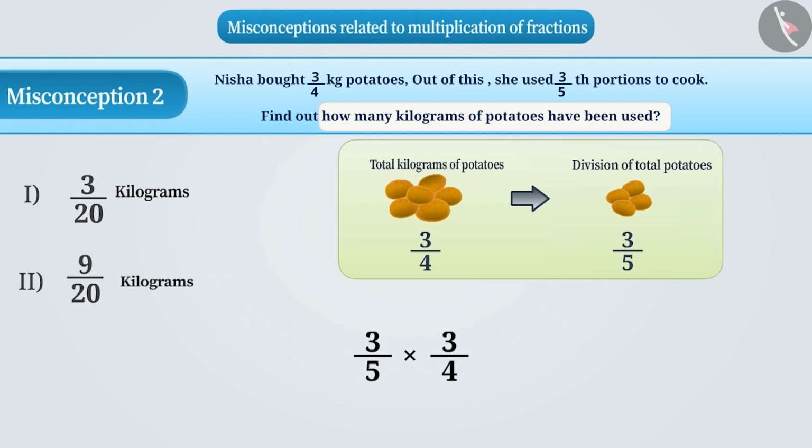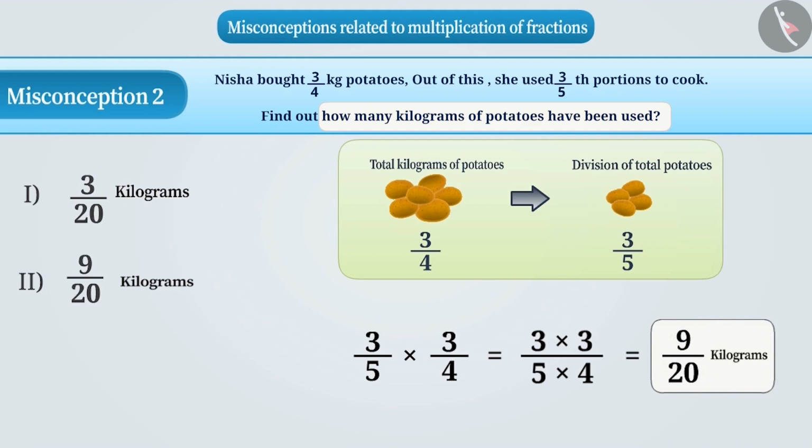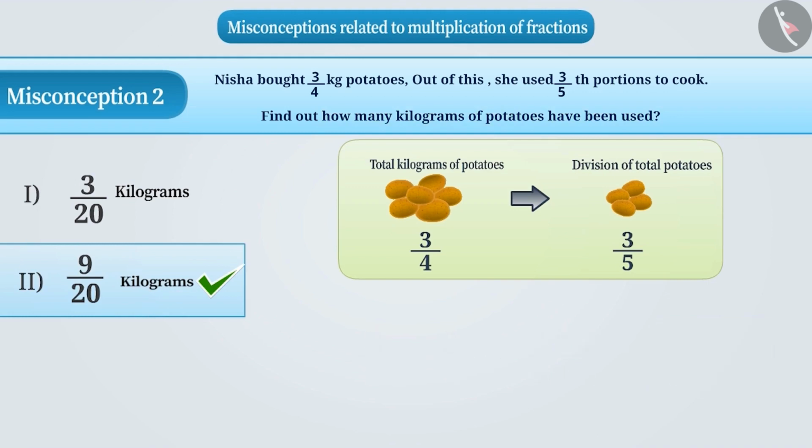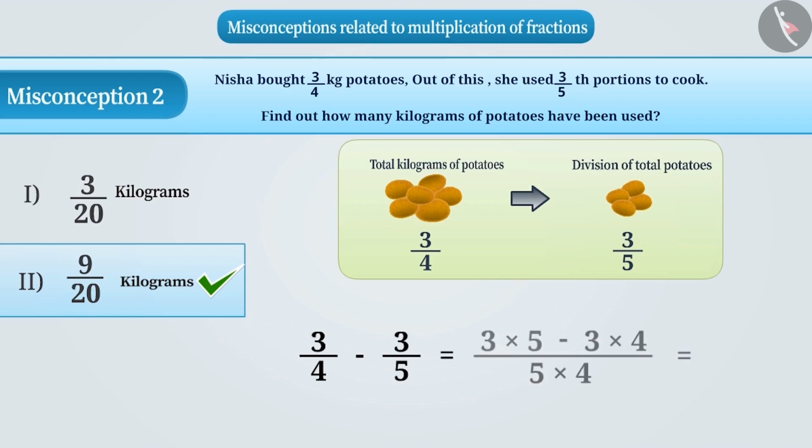For this, we multiply the numerators and get the numerator of the result as 9. Similarly, we multiply denominators and get the denominator of the result as 20. Therefore, the correct result is 9/20 kg. That is, option 2 is the correct answer to the question. Some children are unable to understand the question given. They believe that in order to find out how many kilos of potatoes Nisha cooked, they have to subtract 3/5 from 3/4. As a result, they get the wrong answer.